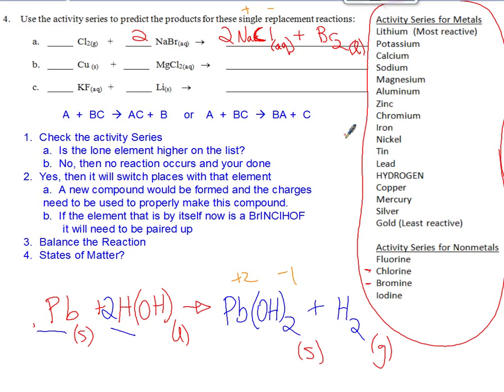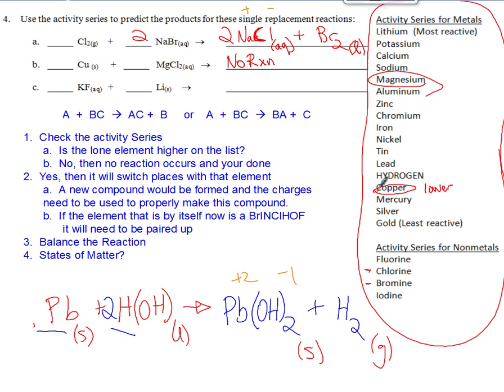The next one, copper versus magnesium chloride. Step 1, is the lone element higher on the list? Copper, magnesium. That's right. The lone element is not. Copper is lower than magnesium. These are your favorites. No reaction. No reaction because copper's lower. Copper was lower than magnesium, so nothing happens.